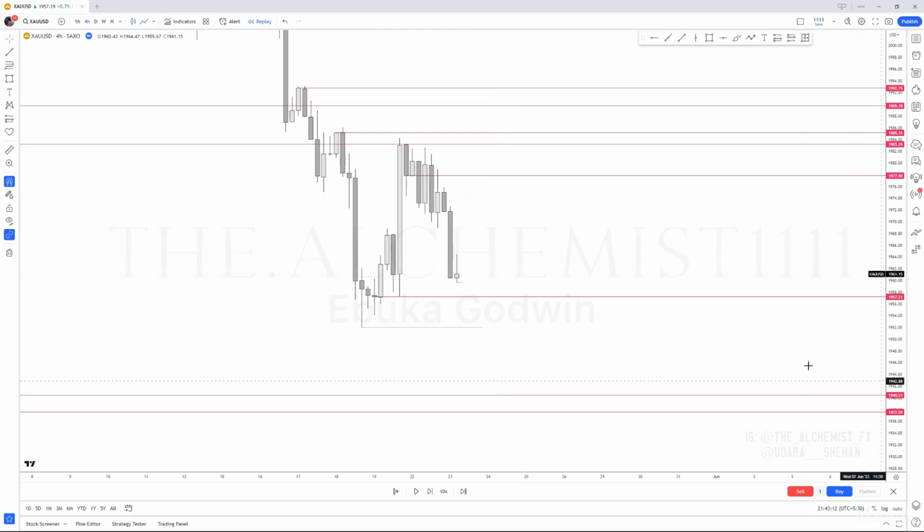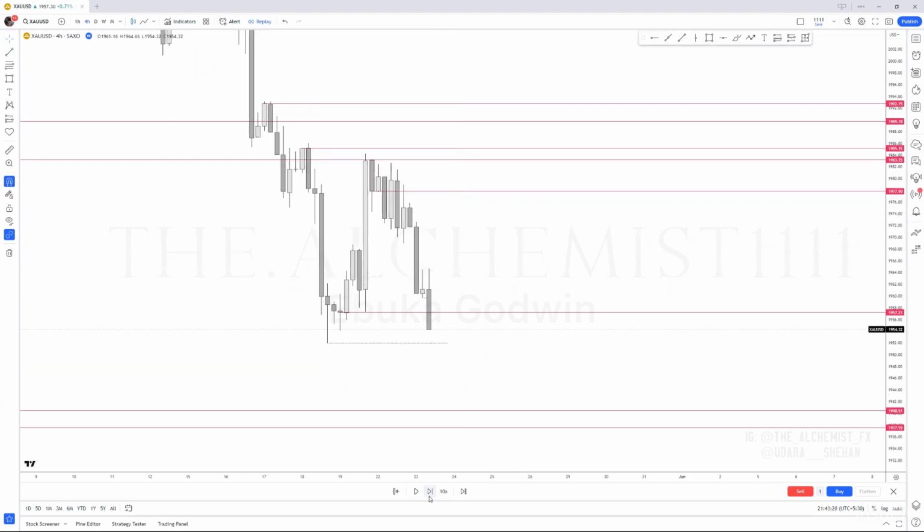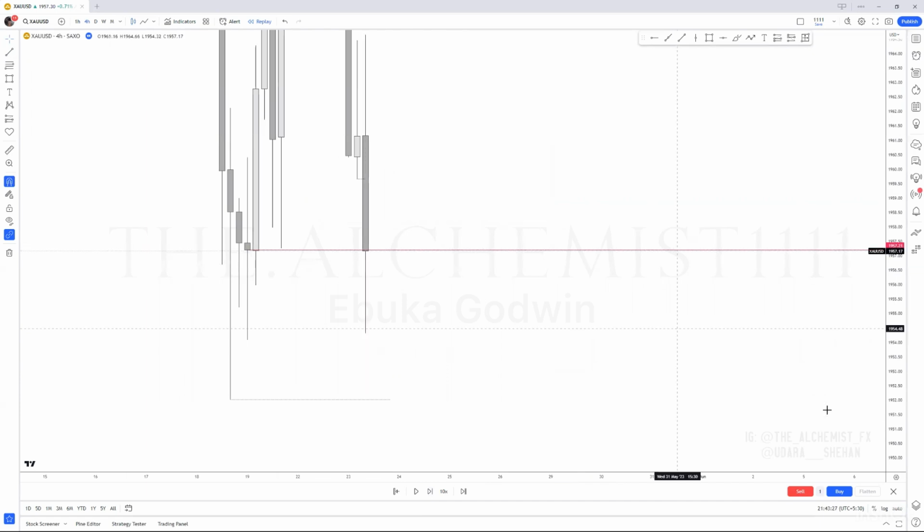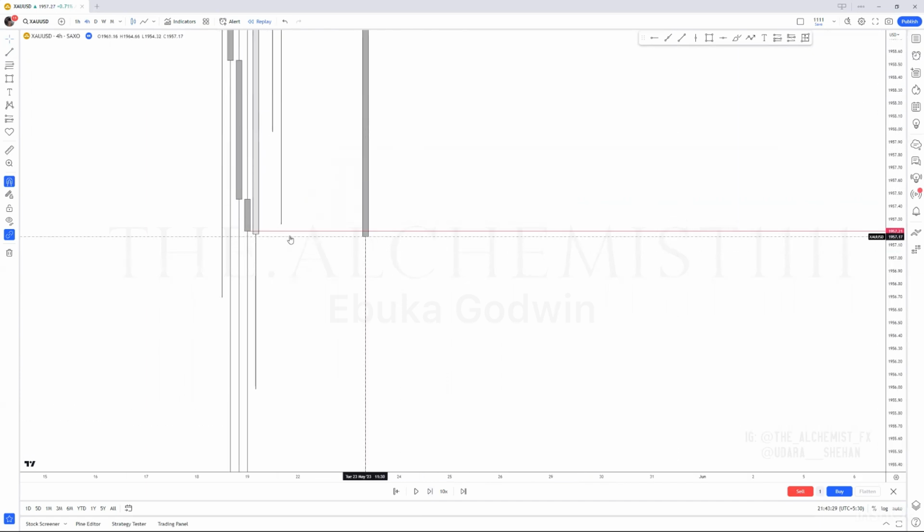Okay, so look at this. Asian low, right? This was the Asian low, all that. And then this was the daily and the H4 level. This is an obstacle, right? This is an obstacle. So what happened? It dropped and it closed below it. Can you see it? It closed below that level. If you zoom in, you'll see that very clearly.